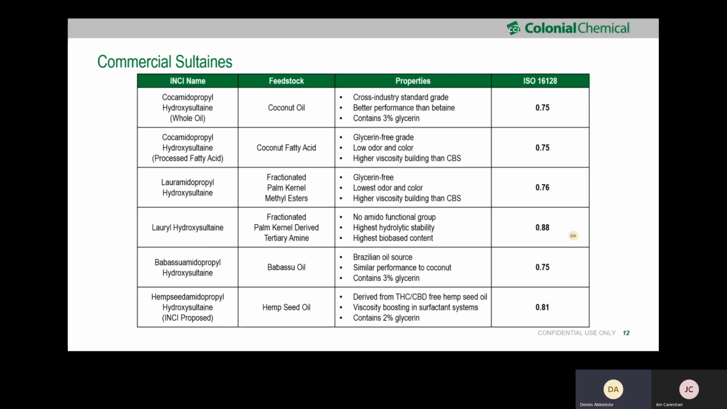First, I wanted to look at an overview of what's commercially available in the market right now. There has been available for quite some time cocamidopropyl hydroxysultaine. These can be obtained from coconut oil or coconut fatty acid, the two most common feedstocks. The main difference between those two grades would be the presence or not of glycerin as the end product when we're working with the triglyceride oil to start with. About 3% glycerin is produced as a byproduct and remains in the sultaine as supplied.